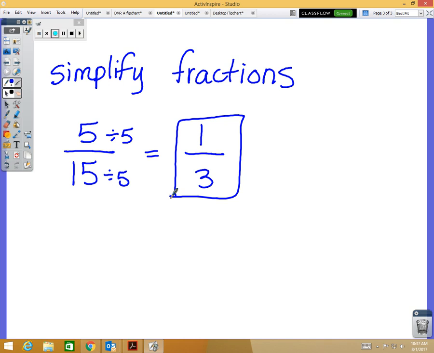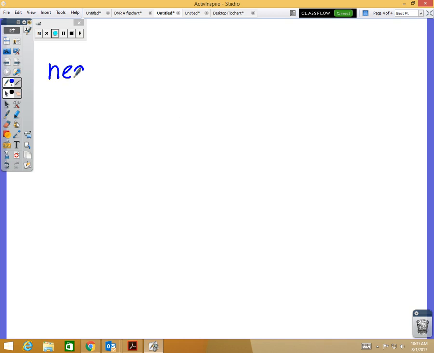Okay? So, does this work if your fraction is negative? Would you simplify the same way if your fraction is negative? So let's say we have a negative 5 over 15. Let's take a vote. If you think you would simplify this the same exact way, stand up. If you think you would do it something different, stay sitting in your seat. Oh, there's only 2 people that stood up.